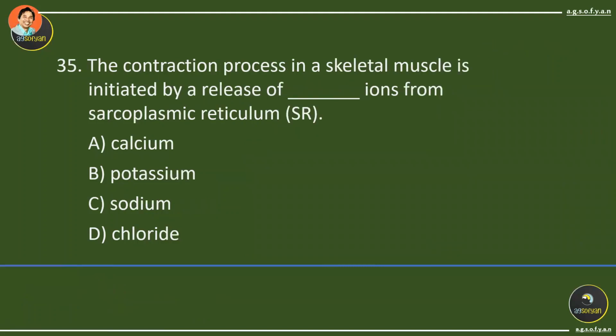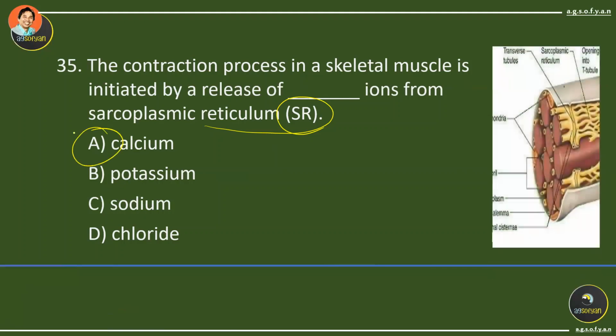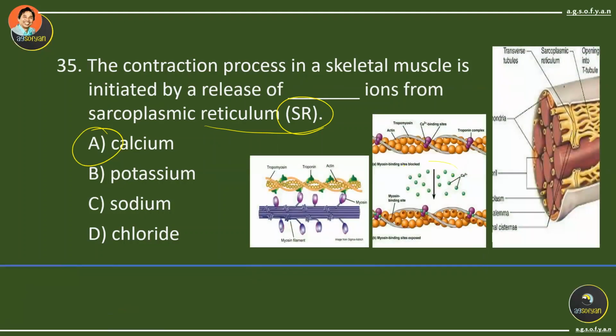The contraction process in a skeletal muscle is initiated by a release of blank ions from the sarcoplasmic reticulum. This will be an easy answer because we already mentioned many times that the SR's function is for storage and release of calcium. So that should be the answer. This release of calcium then will bind to the troponin, and when it binds to the troponin, the binding site will be available. Then the myosin will be able to slide or pull the actin for contraction.